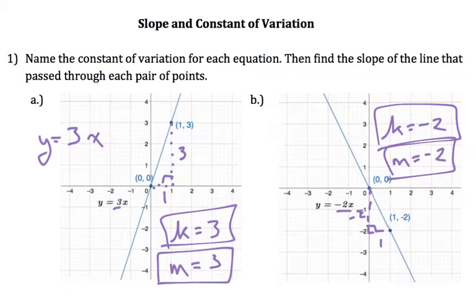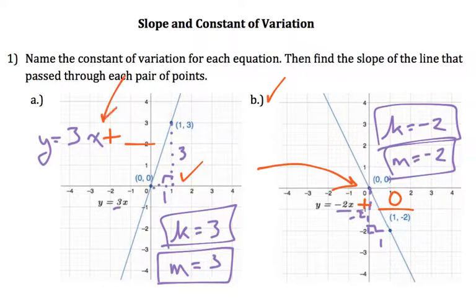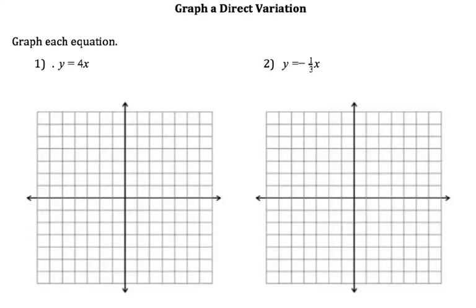The one that we did in 1a went through the origin. The one that we did in 1b also went through the origin. And the reason for that is that we don't have any additional thing being added to either of these formulas. And what that means is that if I plug in a 0 for x, 3 times 0 gives me 0. So I always know that these go through 0, 0. So go ahead and plot a point at 0, 0.